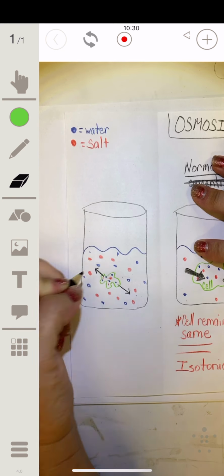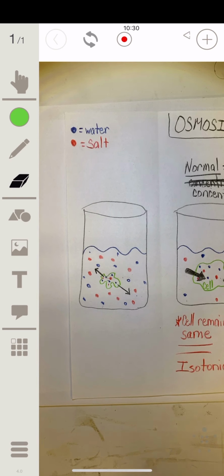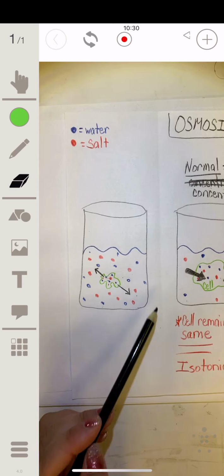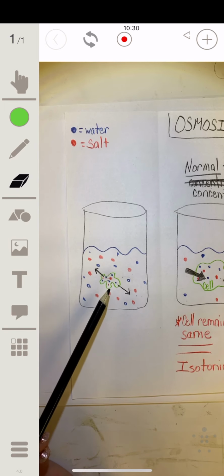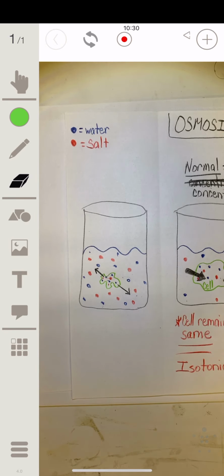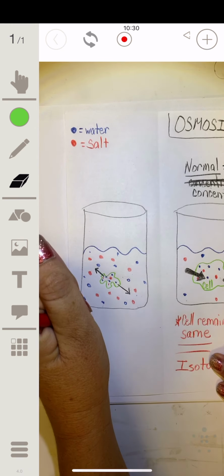What this cell is trying to do is maintain an equilibrium. And it's not going to happen. The cell's going to die. The cell's going to shrivel because there's too much salt out here. So the dilution process, even though it's trying to dilute, is not going to work. So this cell is going to shrink.